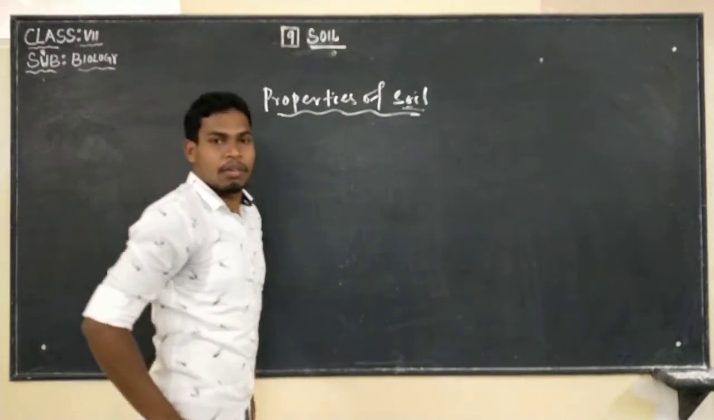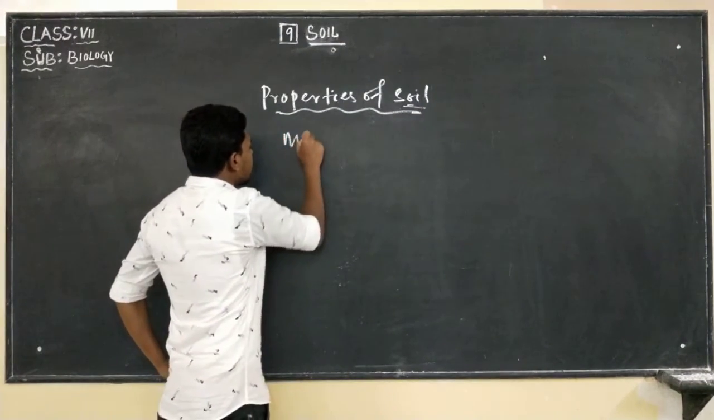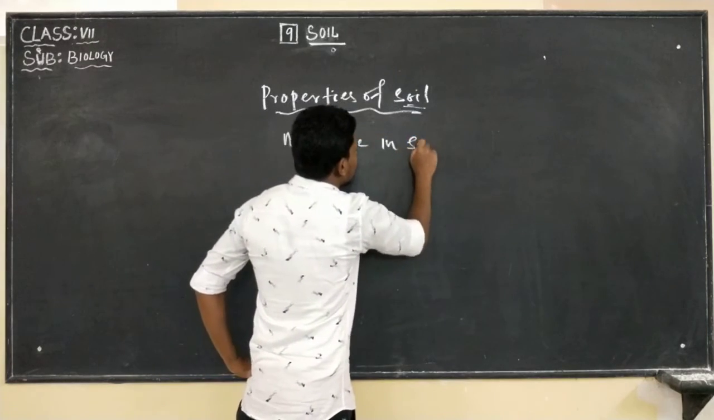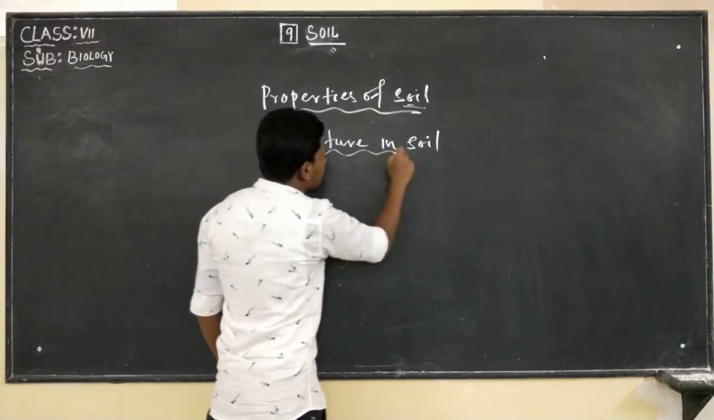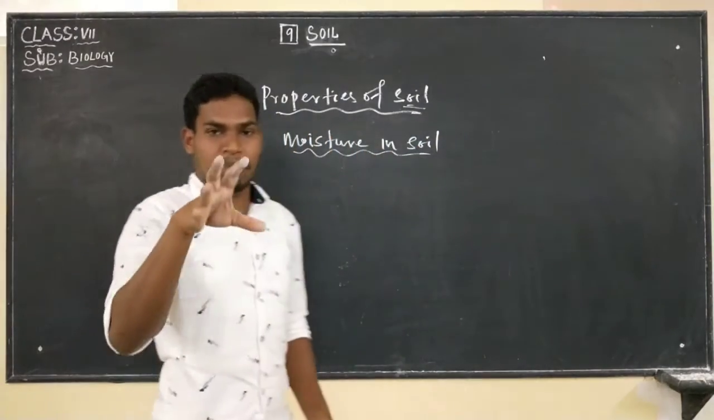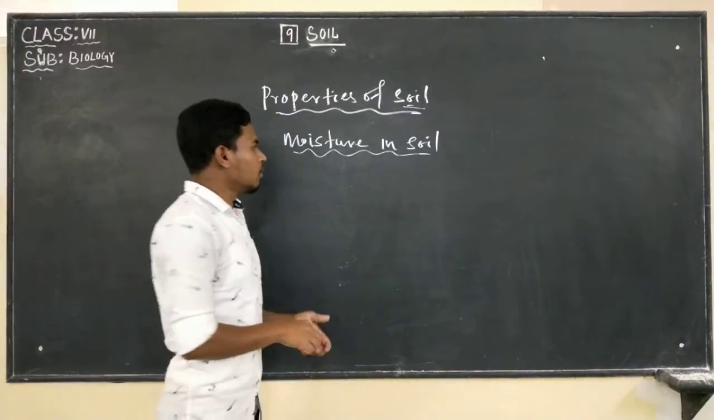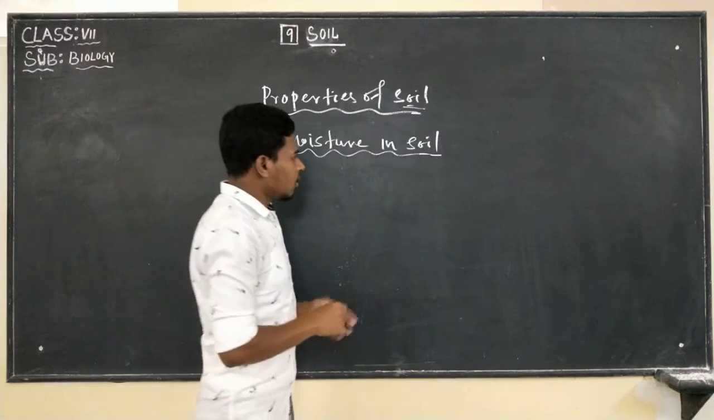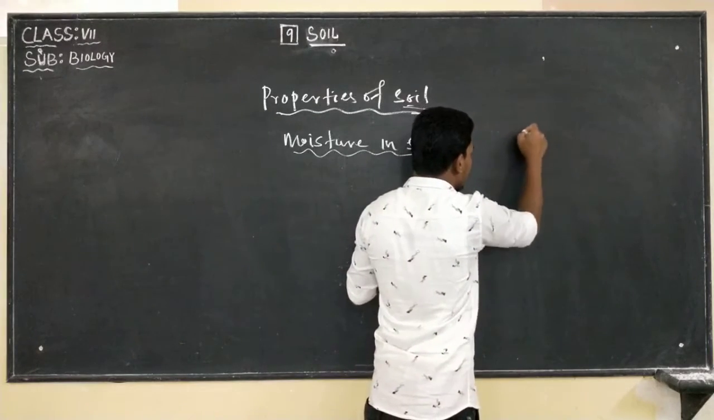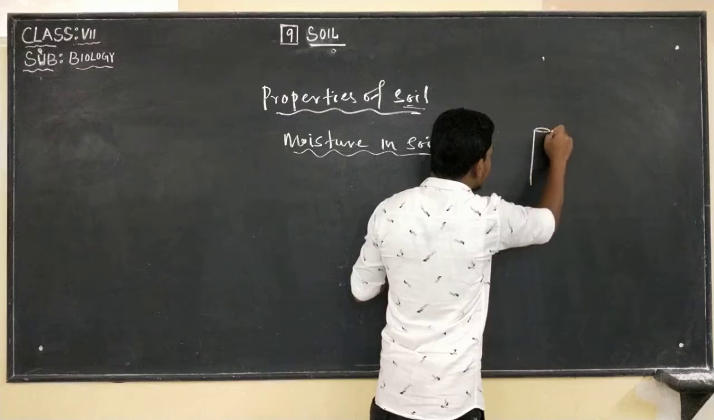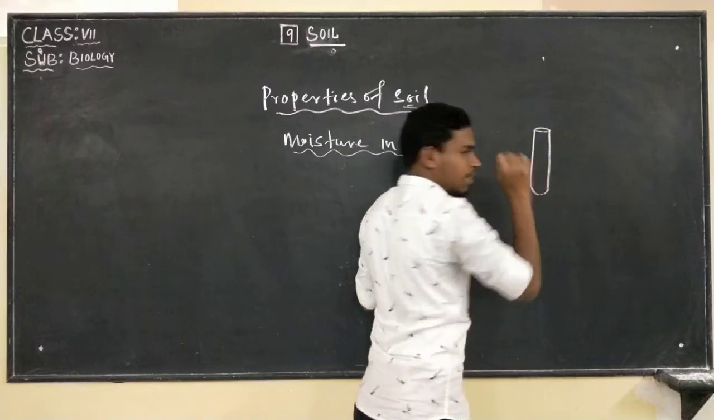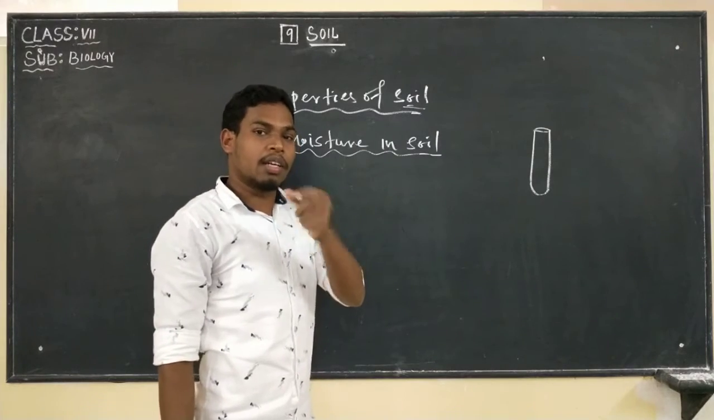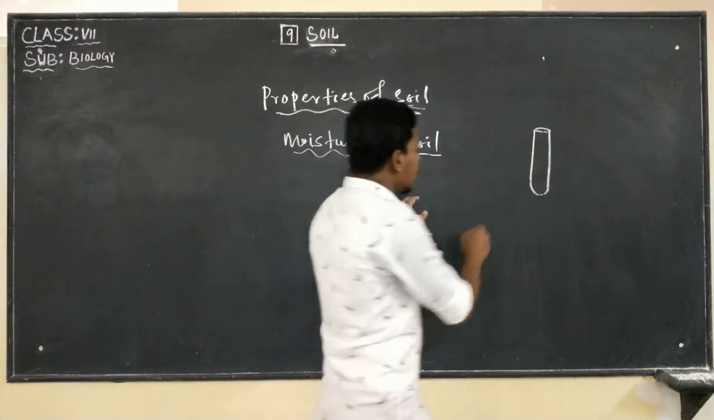Next property that we are going to deal with is moisture in soil. So we know that soil contains some amount of moisture. To know whether the soil is having moisture or not, we need a boiling tube. And in that boiling tube, we need to put some amount of soil, that should be in powdery form.